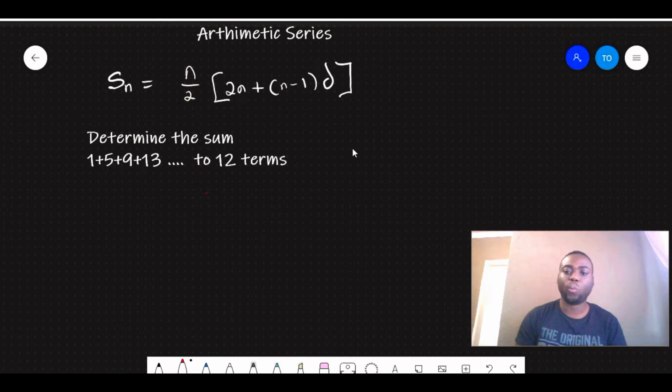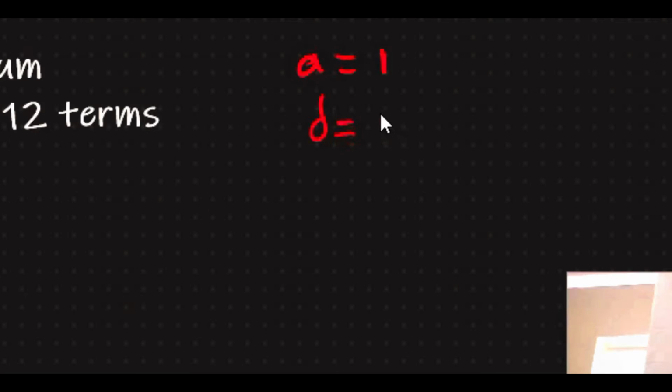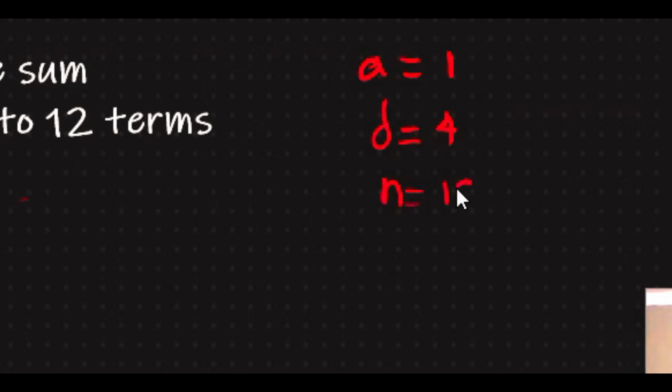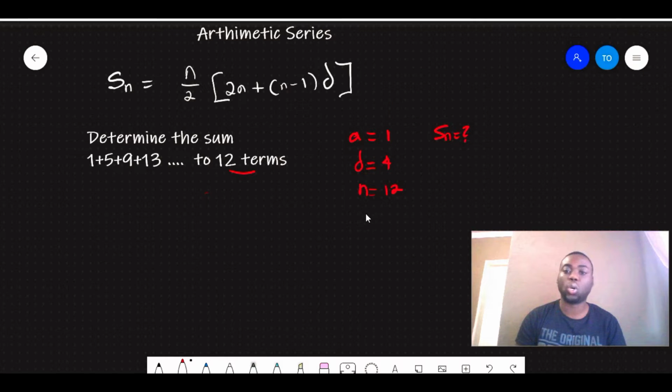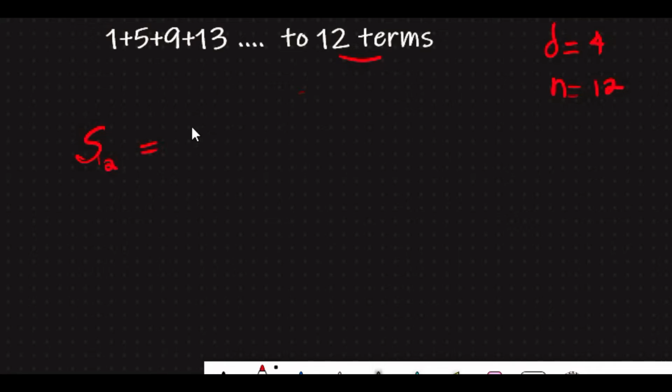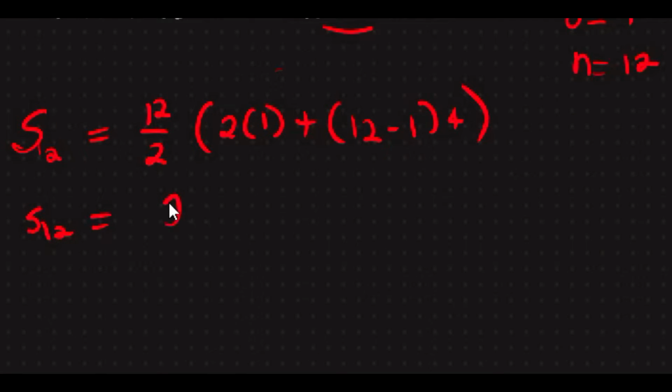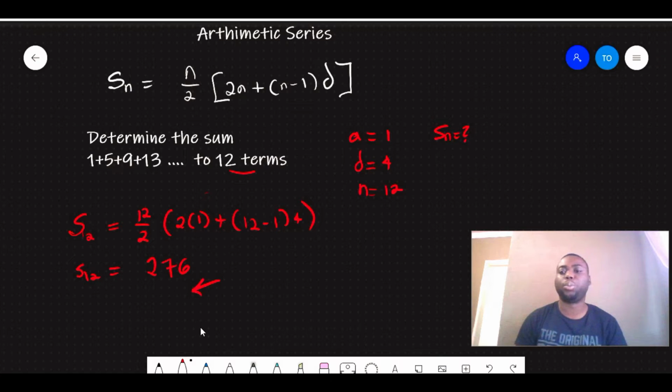Okay, so let's start with a key. Let's write down what we do have. We have A to be 1, we have D to be 4, because 5 minus 1 is 4. We have N to be 12 because we're told it's to 12 terms, and we are trying to find Sn. So that's all we need to do. We put all this into our formula. So let's do that real quick. And this here will be your answer. That's it. Let's move on.